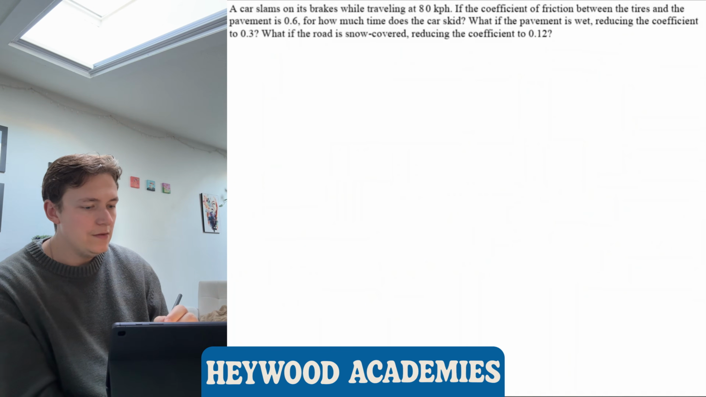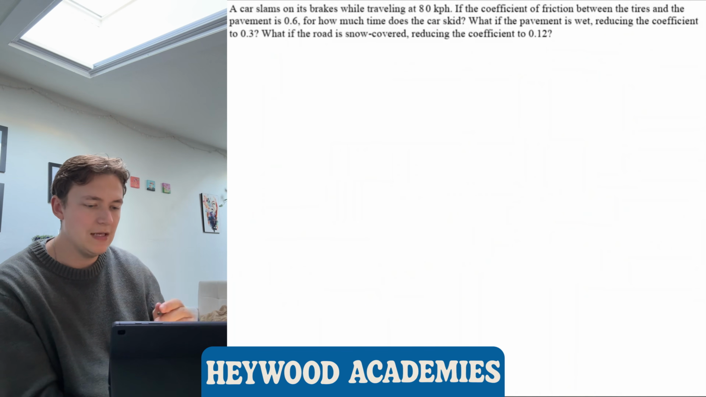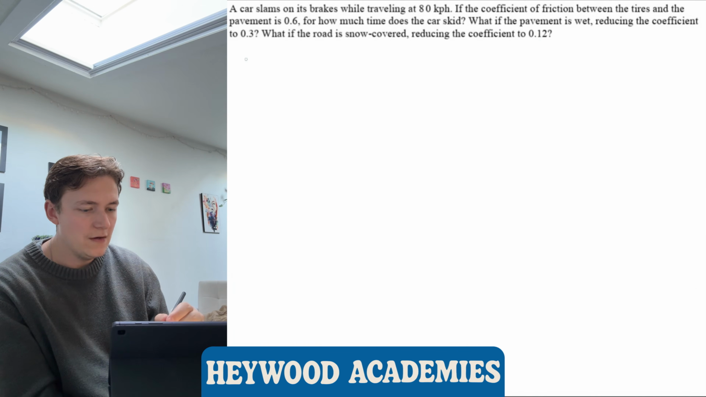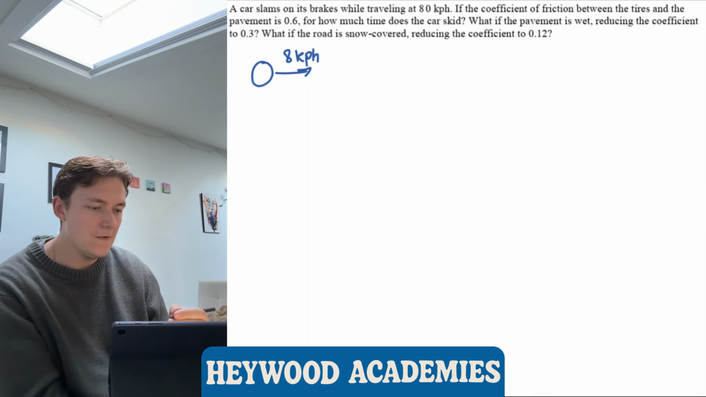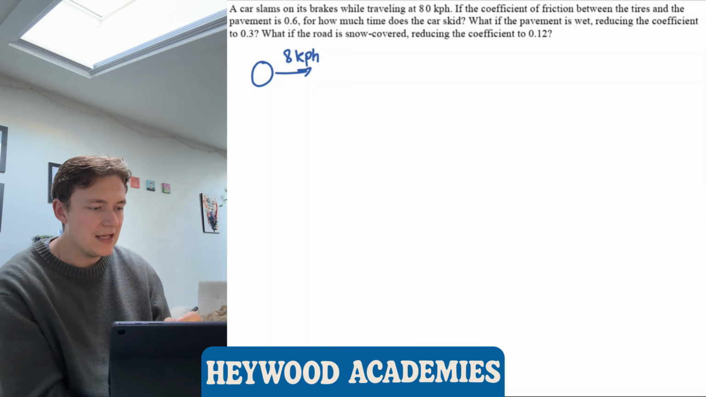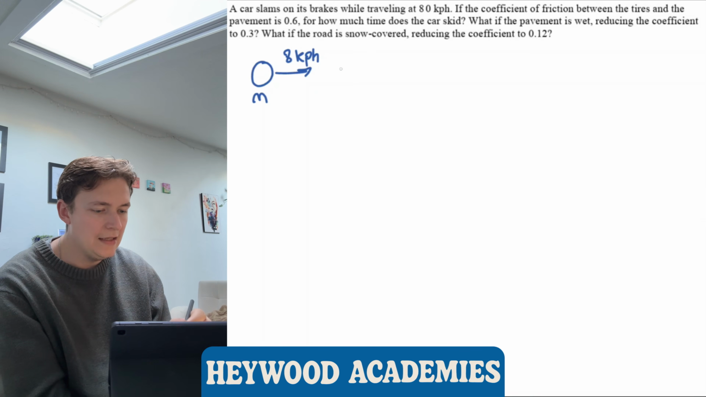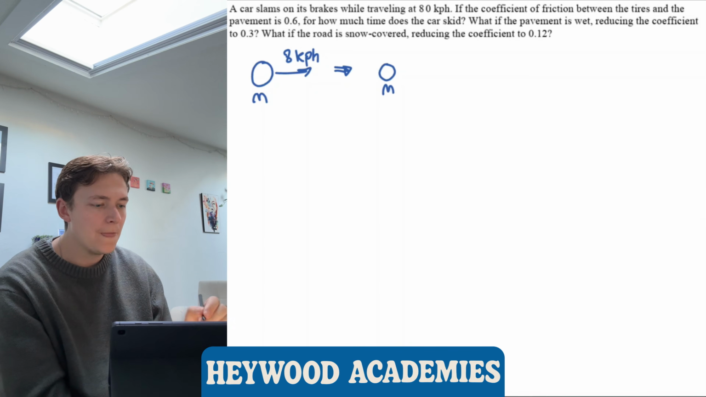Okay, so let's do something similar to what we just did before. It's going to be the same setup, I believe. So let's start with our initial picture. We've got 8 kilometers per hour, so we're going to have to convert that over to meters per second. The mass, again, is unknown. And then it comes to a stop, so we end up with 0 final velocity and unknown mass again.